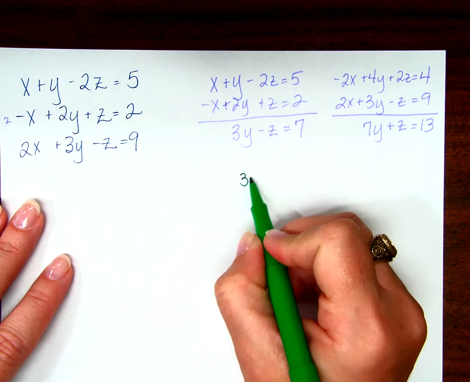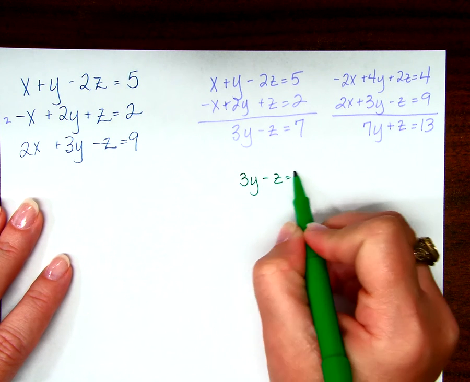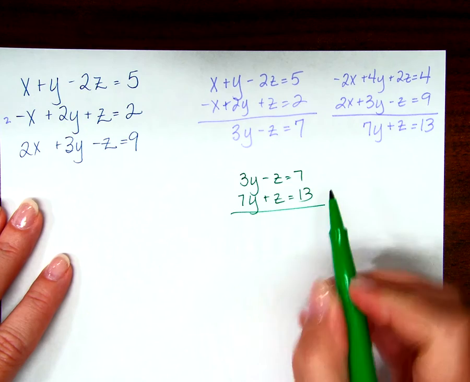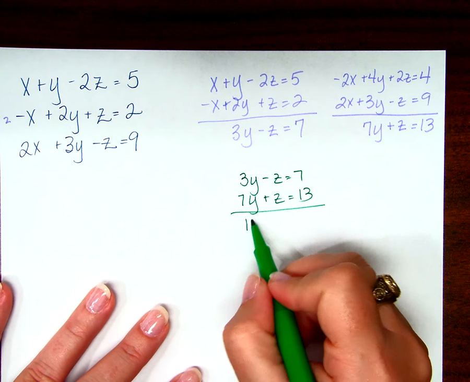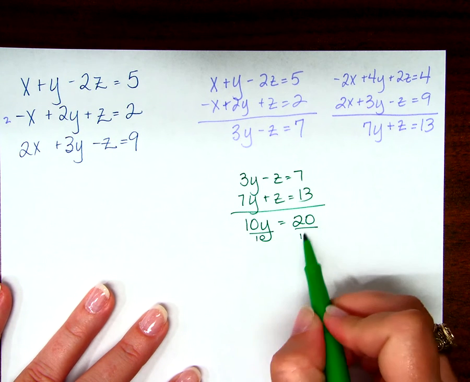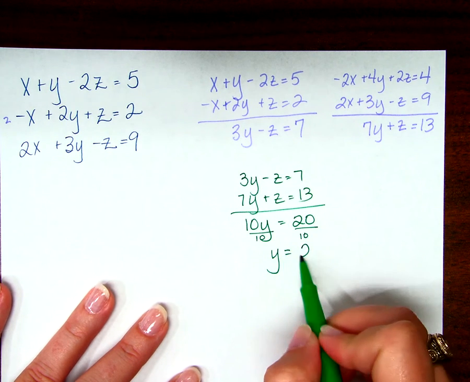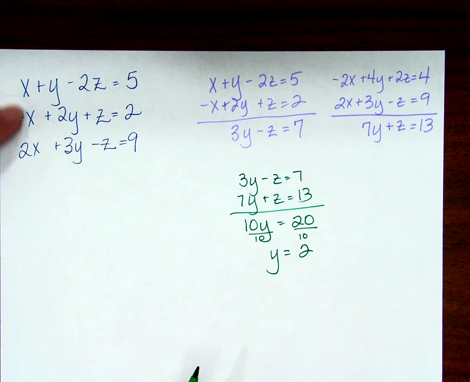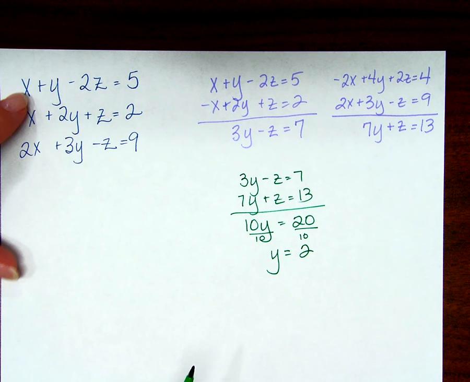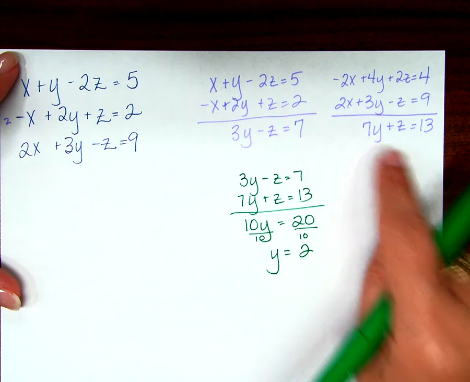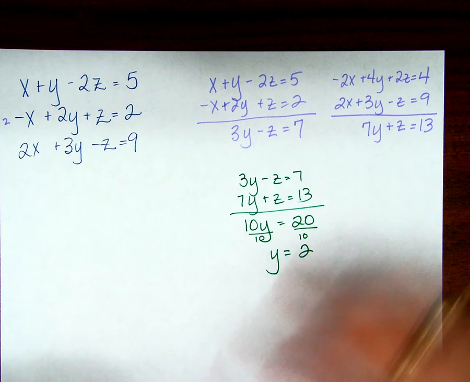So if I say 3y minus z equals 7 and 7y plus z equals 13, what does that give me? 10y equals 20. Good. Y equals 2. Now what? Like here? Back here? Now that would be a poor idea, right? So in one of these two, okay? Which one?